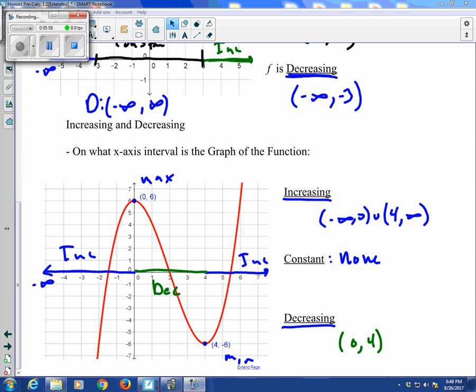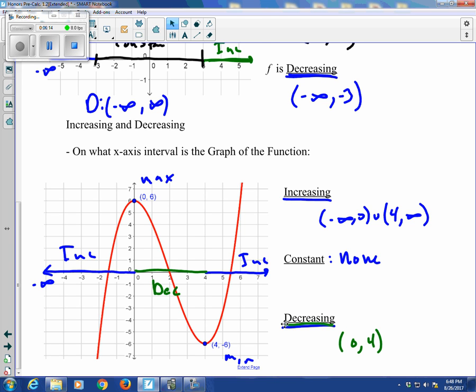All right, so again, when we're talking about increasing and decreasing, we're talking about what x values, what interval of x values will make our function values go up as increasing, and what x values or intervals of x values will make our function values go down.